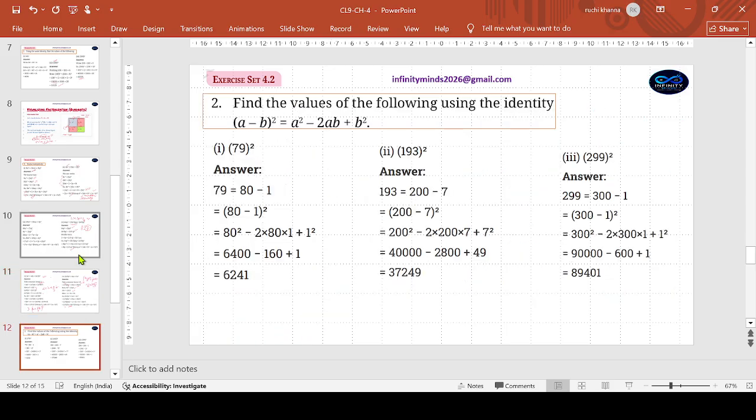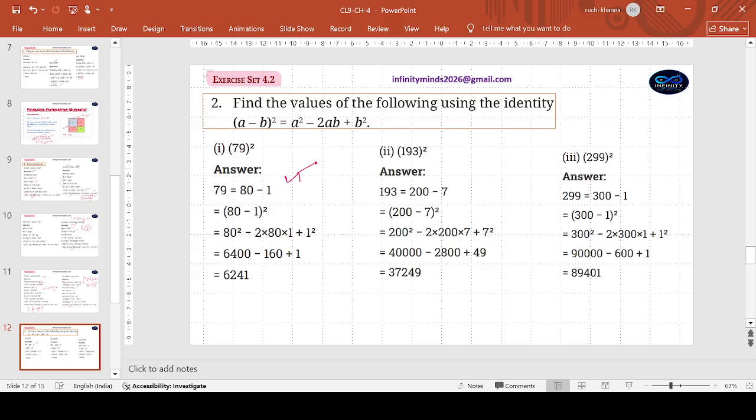Okay. Find the value. Let's do question number 2 now. Find the values of the following using the identity. The second one, children, a minus b whole square. Now apply it to numbers, but they have given the subtraction. It can be vice versa. 79 is most suitable to be written as 80 minus 1. So students, you can write it as anything.